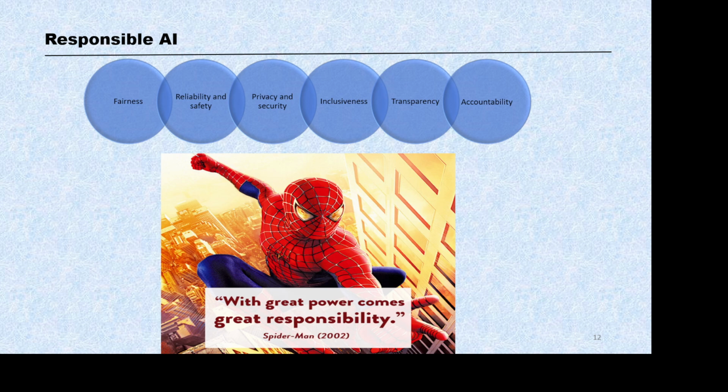Responsible AI has six different principles which you have to adhere to. Basically, what does that mean? Whenever you are designing, architecting, or working on AI tools and software, you need to take care of these principles. Let's check them out one by one.